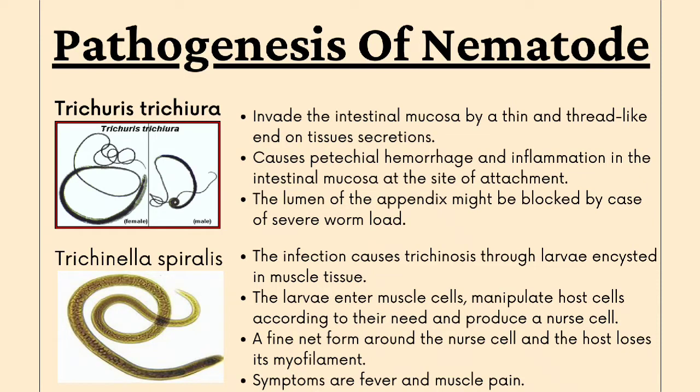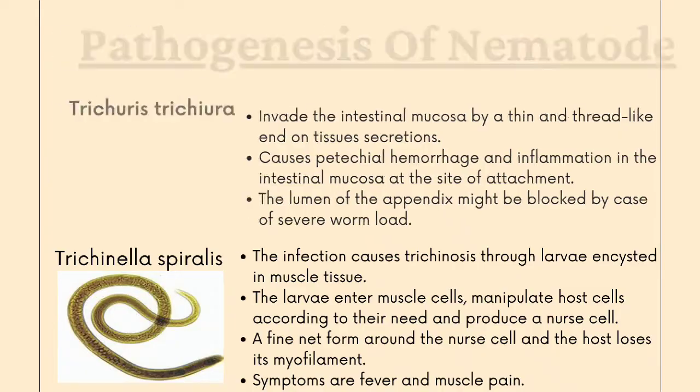The next one is Trichinella spiralis. The infection causes trichinosis through larvae encysted in the muscle tissue. The larvae enter the muscle cells, manipulate the host cells according to their needs, and produce a nurse cell. Then a fine net forms around the nurse cell and the host loses its myofilament. The symptoms of this infection are fever and muscle pain.